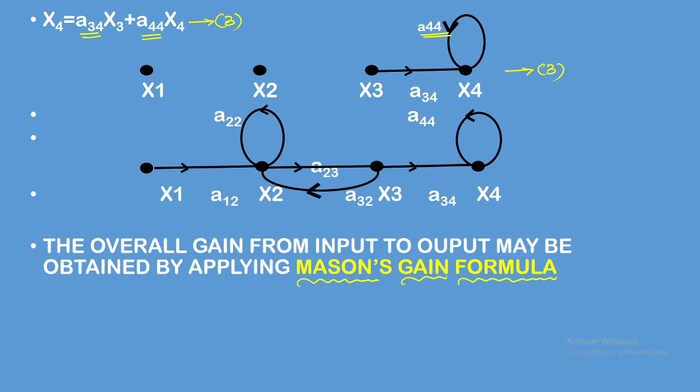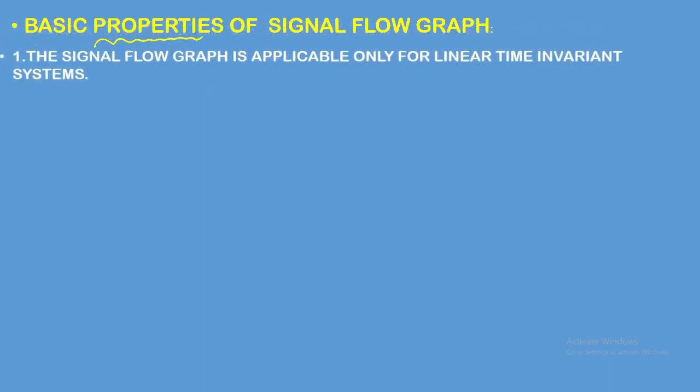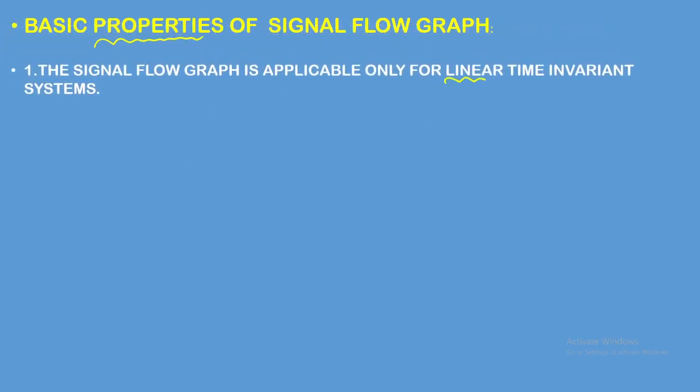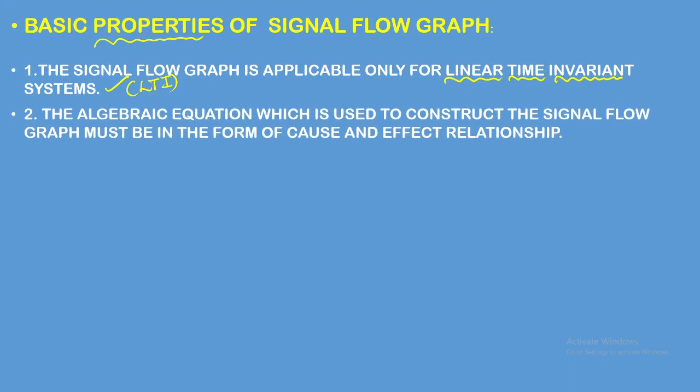If you observe this signal flow graph, there are some basic properties of the signal flow graph. What are they? First, the signal flow graph is applicable only for linear time invariant systems. That is the first point you can note down. Second, the algebraic equations we have written to construct the signal flow graph are written in the form of cause and effect relationships, as in the previous equations.